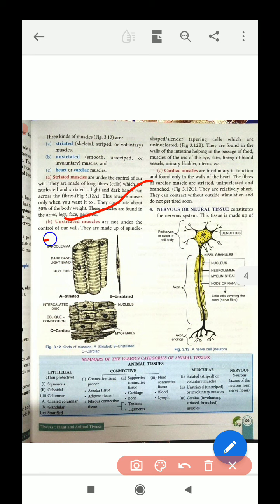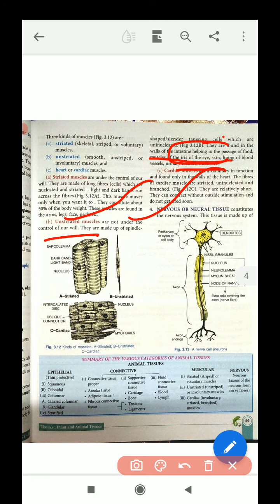Here they are not in our control or in our will, and the examples are the muscle in the iris, skin, lining of blood vessels, urinary bladder, and uterus. They work automatically, not in our control. And the muscles of the intestine wall help the passage of food. We can't stop the passage of food. When we swallow food, it will automatically enter the stomach. Can you control it? Can you stop it anywhere in between in the food pipe? No. So that is involuntary, that is not in our control.